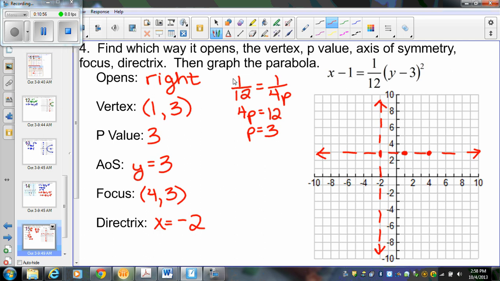So I have all my information written down. I have all my stuff plotted on my graph. The only thing I need to remember is to make sure to go and draw something that looks like a parabola and that goes through the vertex point, opening in the correct direction. So something that opens to the right through that vertex point at (1, 3).